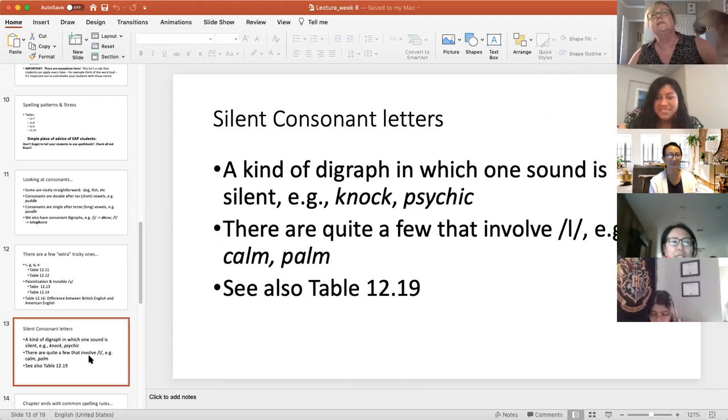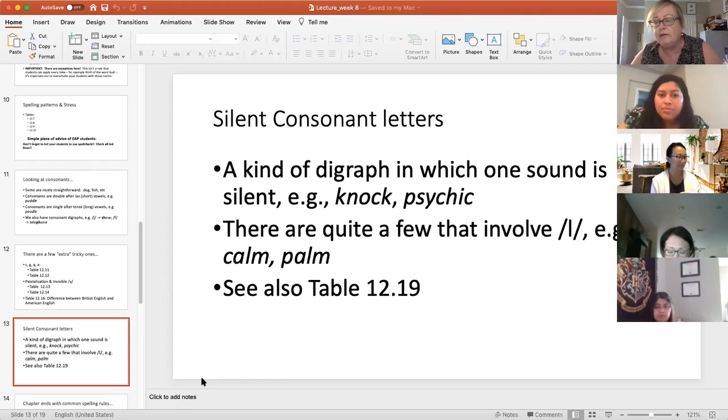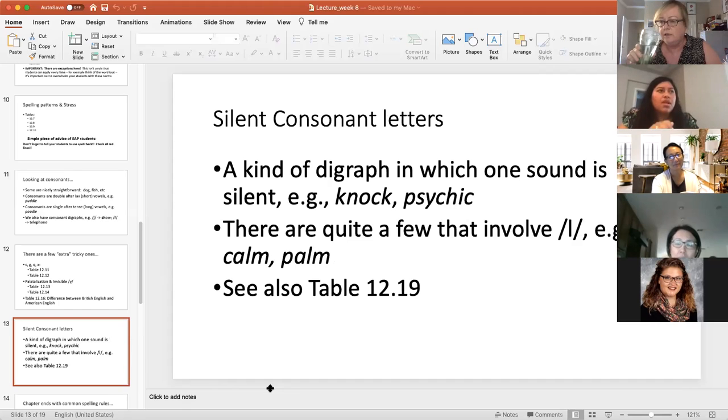Silent consonant letters. There's a kind of digraph where one sound is silent, like knock or psychic, and then there are quite a few that involve L. And in fact, interestingly, I hear a lot in America salmon instead of salmon. Is anyone here say salmon? S-A-L-M-O-N. I do, Dr. Pickering. Say that, Julia. I say salmon.